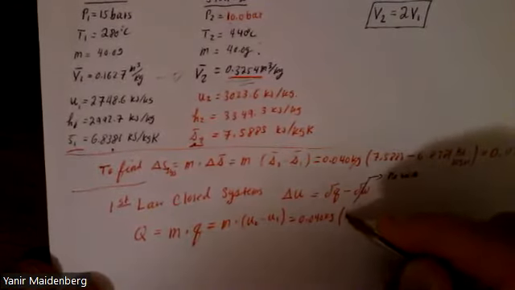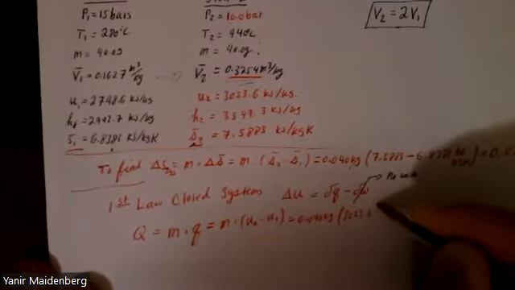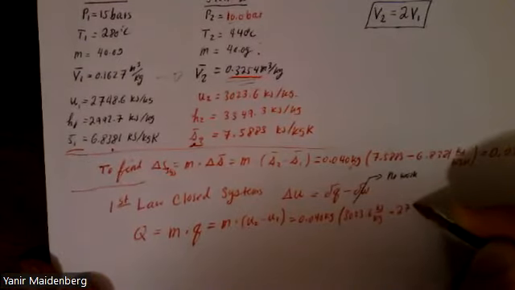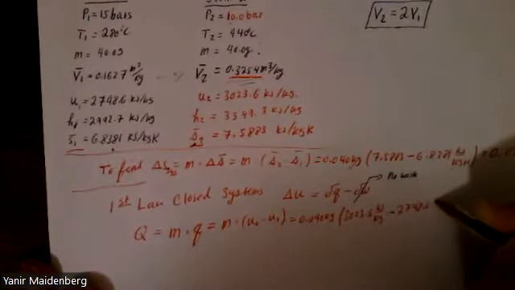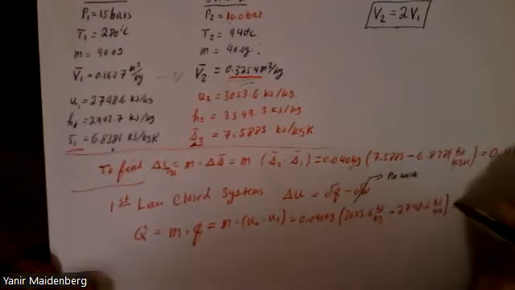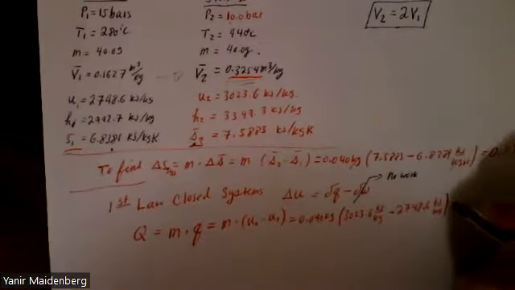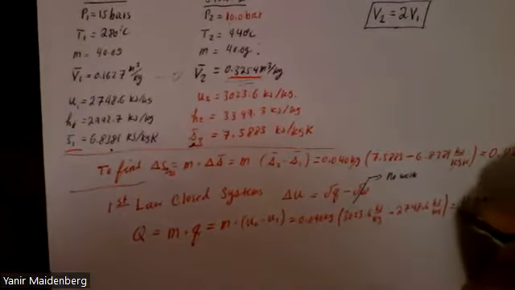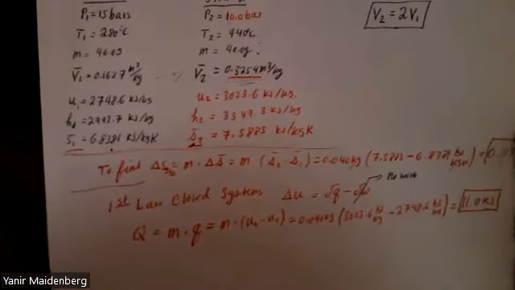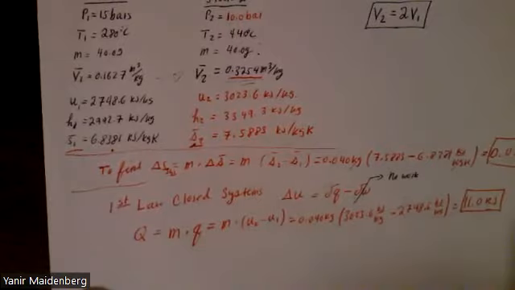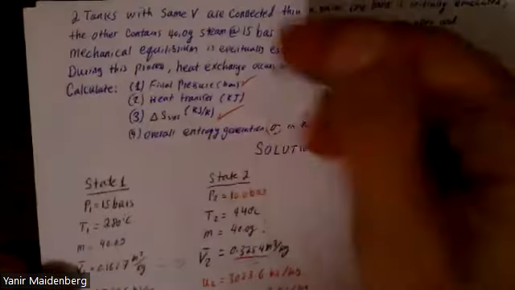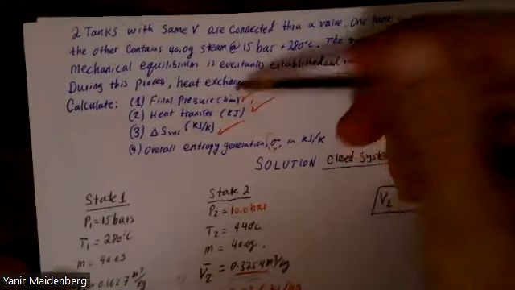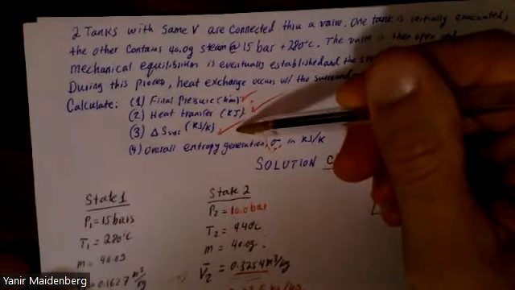So U2 is 3023.6 kilojoules per kilogram minus U1, which is 2748.6 kilojoules per kilogram. Put all of that in, and you get 11.0 kilojoules. So there you go. We got the answer to part 2. So 11 kilojoules. This is 10 bars. This is 11 kilojoules. This is 0.03 kilojoules per Kelvin.